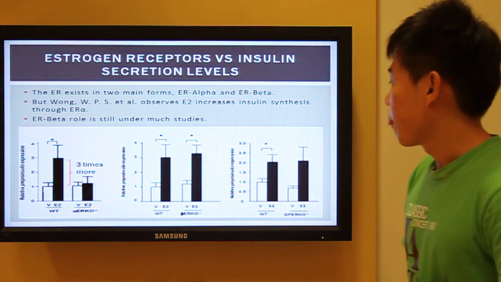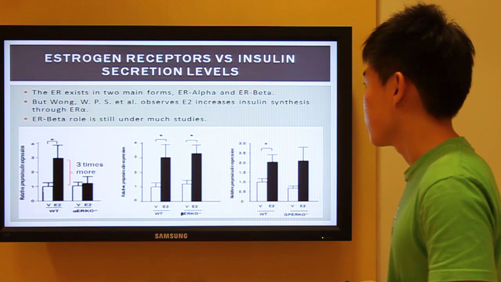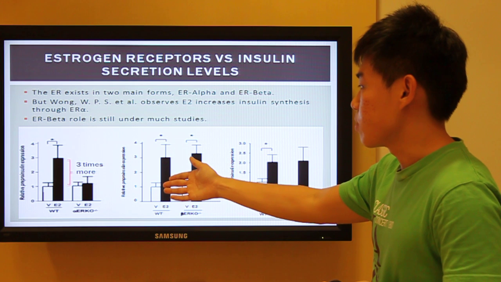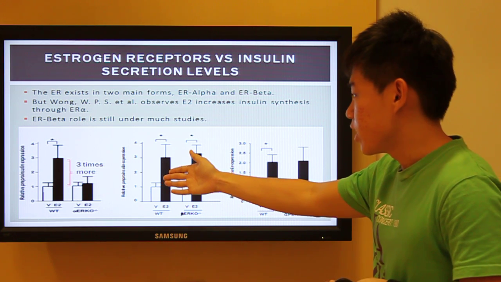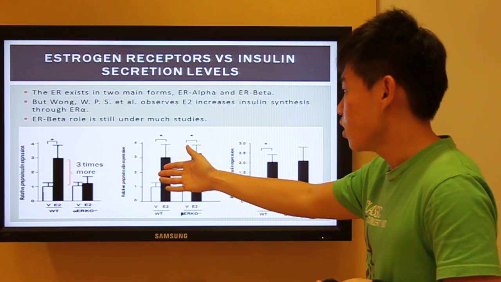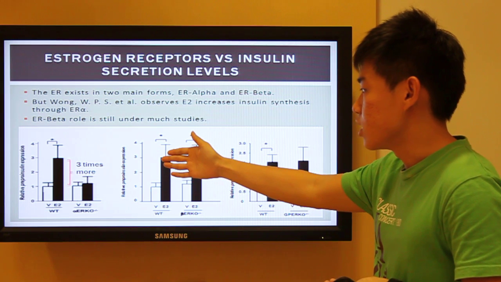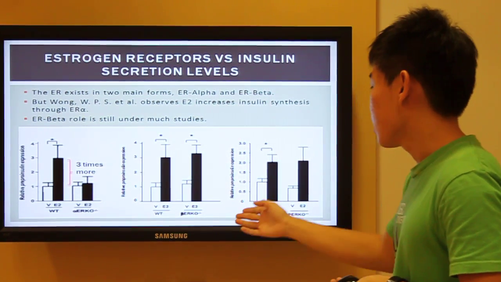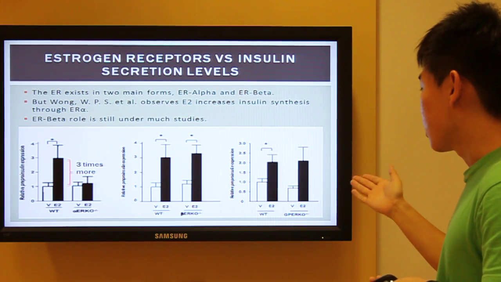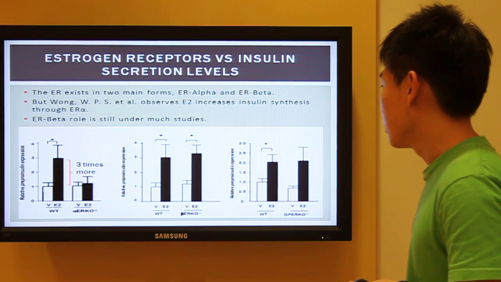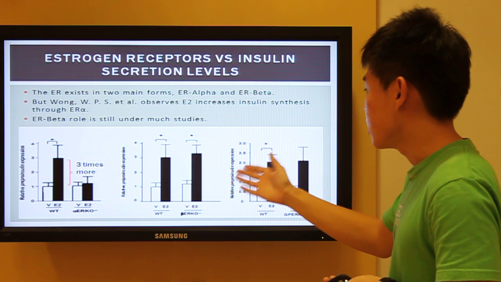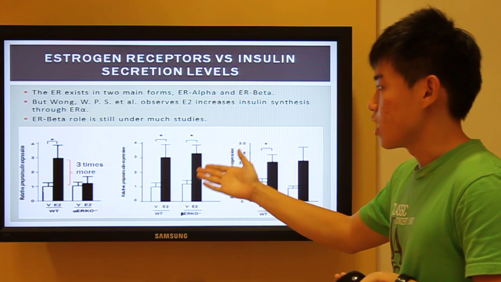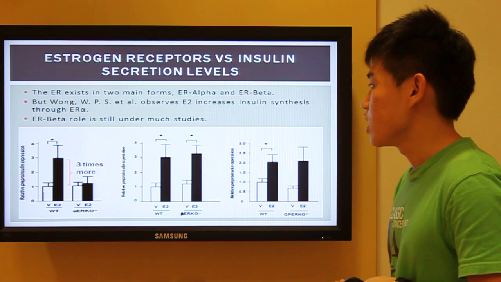There are three types of receptors that we have looked at in our studies. The first one is the alpha receptor, as you can see. When there is a presence of E2, there's no increase in insulin expression as compared to the wild type. As for the beta and the G protein estrogen receptor knockout mice, there is a similar increase in insulin expression. This confirms the alpha receptor's role in regulating insulin expression.